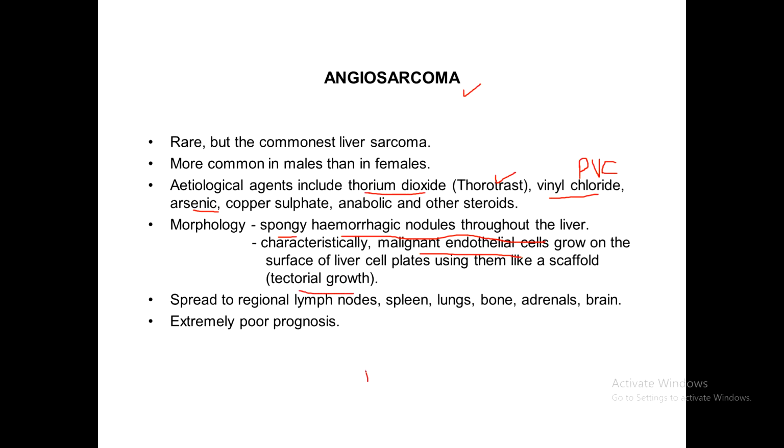So whenever we are talking about the angiosarcoma, it is growing in a plate-like pattern. So just remember this thing. These are having a scaffolding tectorial growth. It is going to spread to the regional lymph nodes, but as you know, it's a sarcoma, so mainly it is going to go via a blood route to the lungs, to the bones, to the adrenals and to the brain. So it has a high metastatic potential, and because of it, it has an extremely poor prognosis.